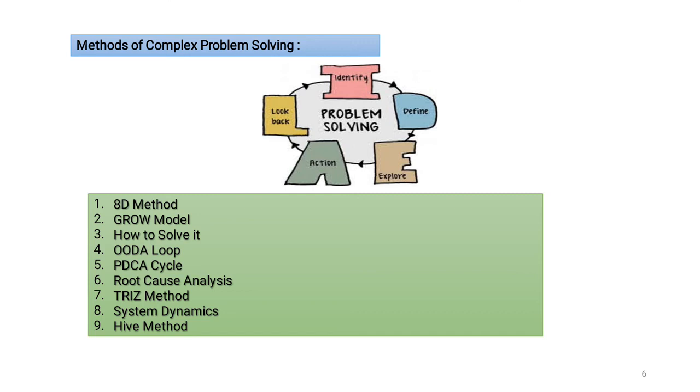Third one is How to Solve It. So this particular method was developed by mathematician George Polya. It is a small volume describing methods of problem solving. Here we have 4 principles. The 4 principles suggest that firstly, we understand the problem. Secondly, we make a plan. Thirdly, we carry out the plan. And fourthly, we look back on our work. That is the 4 principles he suggests in this How to Solve It method.